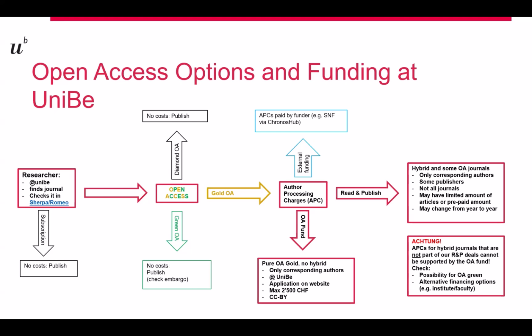Then, if you have funding for your research from the SNSF, you can get funding also for your publication only if it's in a fully gold open access journal. So the hybrid way, where there is a closed journal that offers you the possibility of publishing open access if you pay a fee, is not covered by the SNSF.